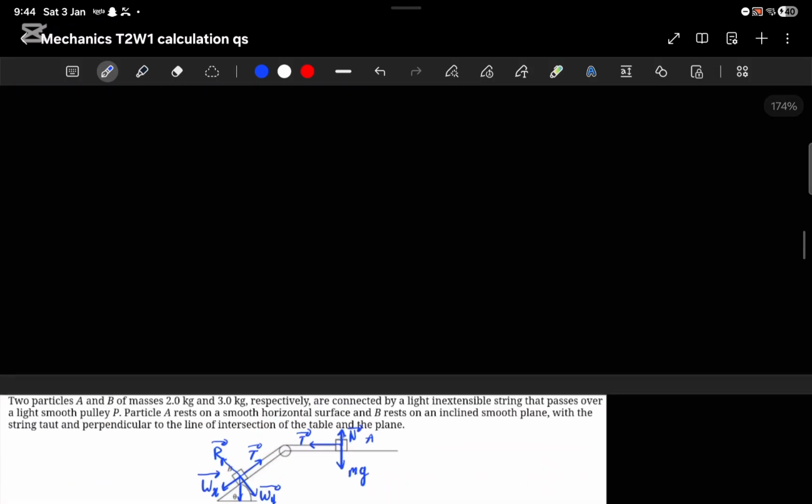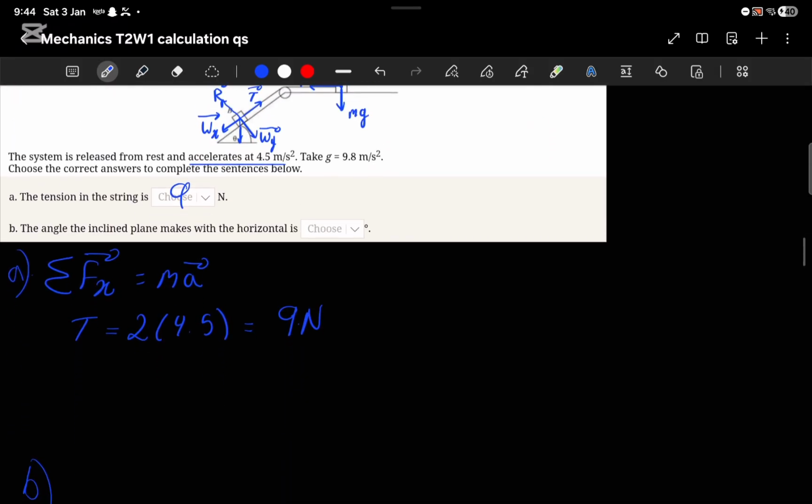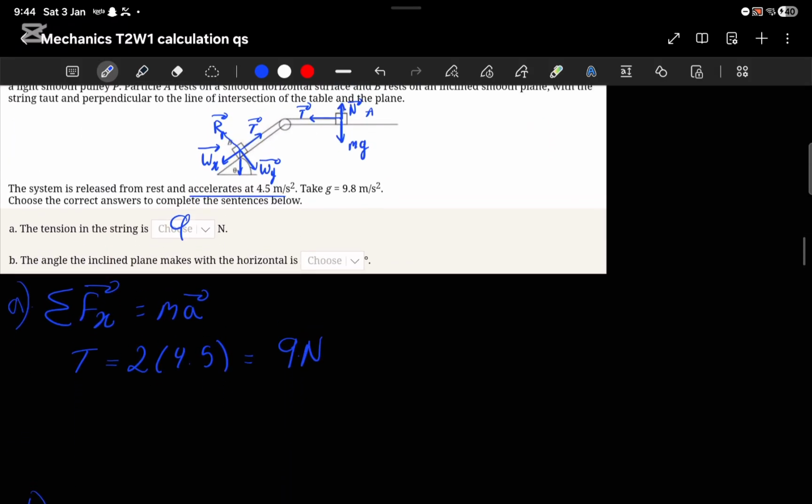Okay, part B. The angle of the inclined plane. Okay, this is where things get a little bit complicated. Because now you need to know the direction of motion. You need to know, is it going this way? Is it going this way? Where is it going? This entire system, where is it going? Now, you can compare two things. Obviously, this will be the deciding factor, right?